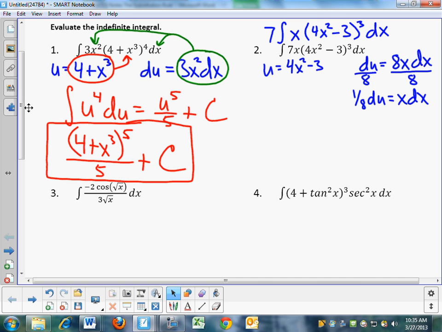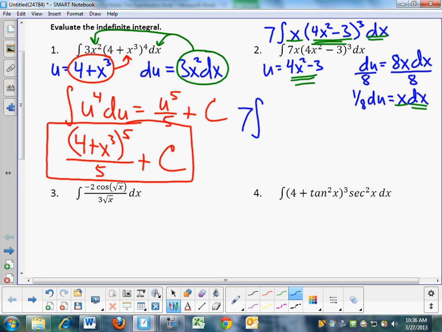So let's make sure that all of our parts are accounted for. This x is right here. This dx is right here. My 4x squared minus 3 is right there. So I can replace that with a new integral. And the new integral is as follows. 7 times the integral of what? U to the third times 1/8 du.